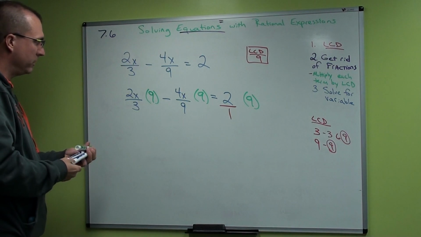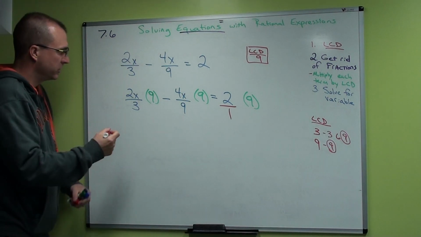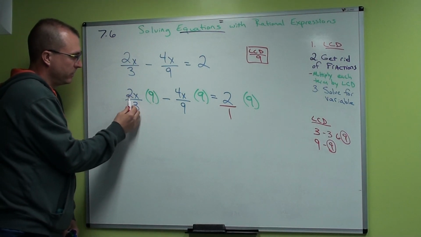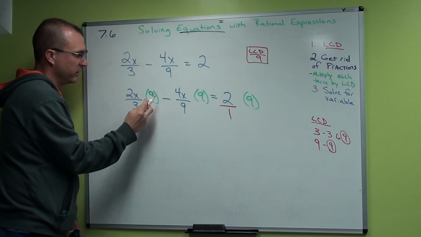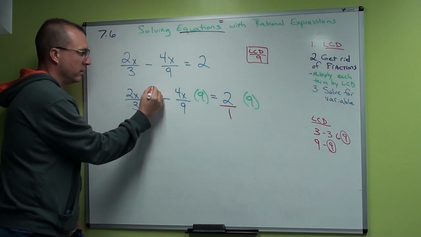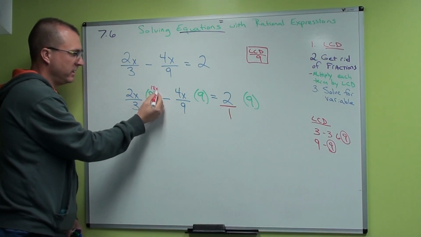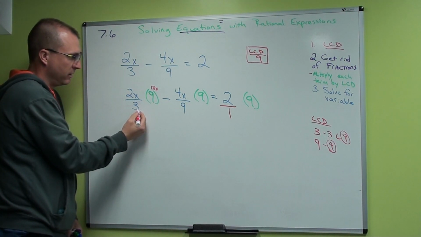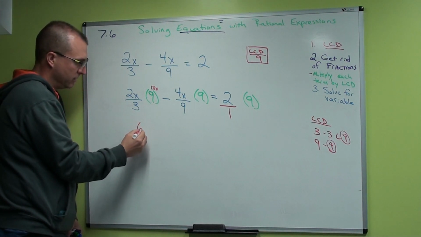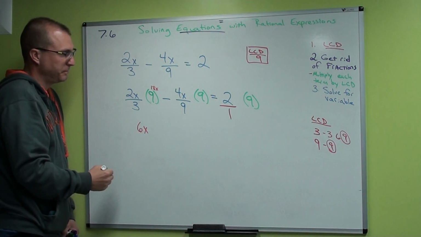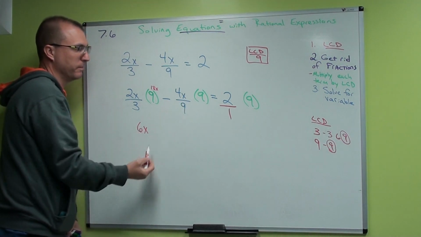Alright, so I'm going to do the shortcut way, which is this. 2x times 9 would give me 18x. And if I divide 18x divided by 3, that's going to give me 6x. Same thing here.